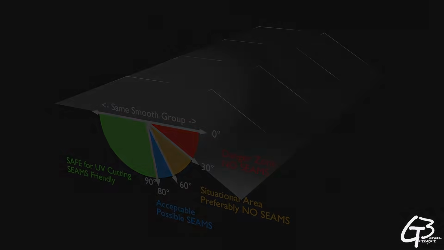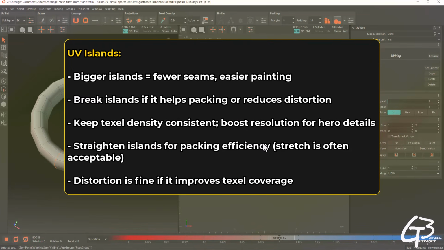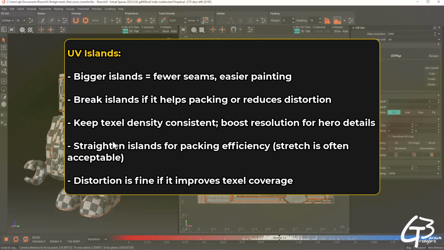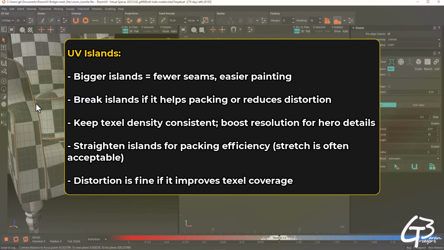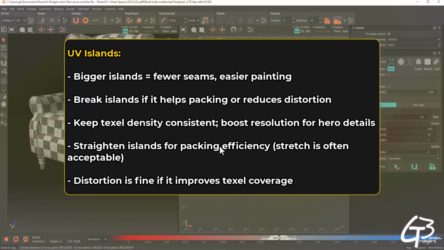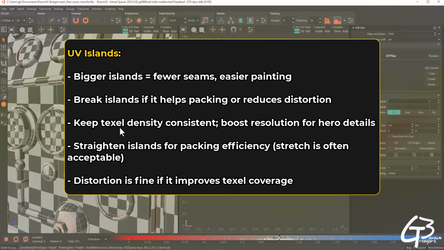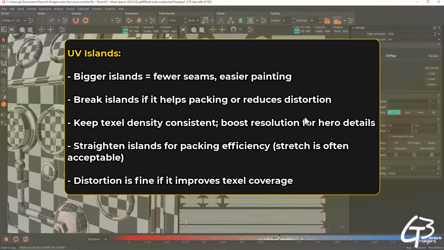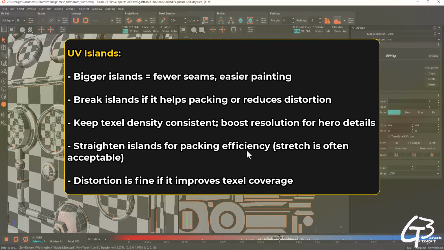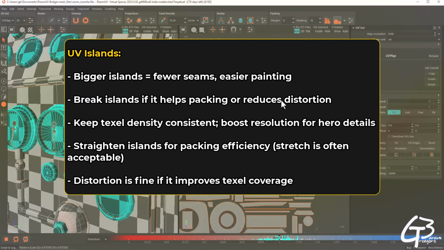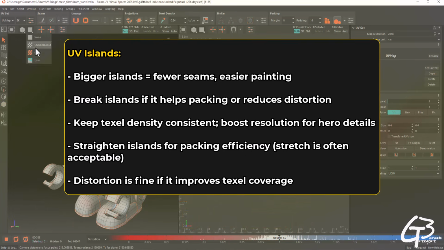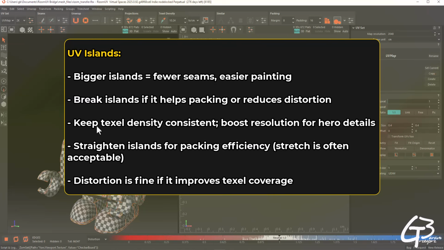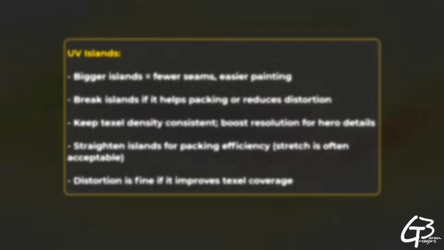UV island size and shape? Bigger is better, until it's not. Larger islands mean fewer seams and easier painting, but don't be afraid to break them up if it helps with packing or distortion. Keep texel density consistent, but prioritize resolution when it counts, like close-up details or hero assets. Straightening curved islands might introduce stretch, but it often boosts packing efficiency. And unless you're working with directional textures, a bit of distortion is usually a fair trade for better texel coverage.